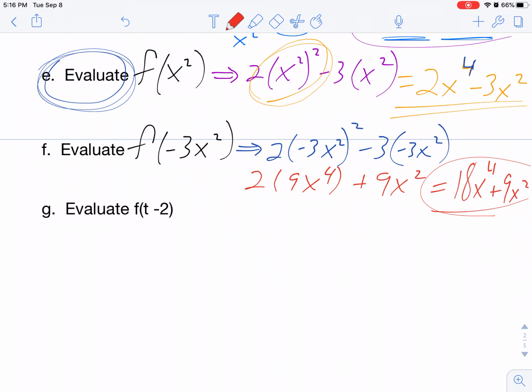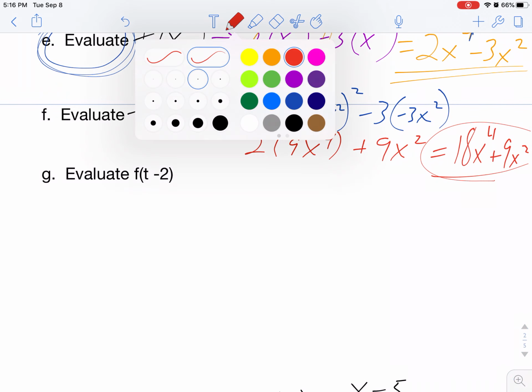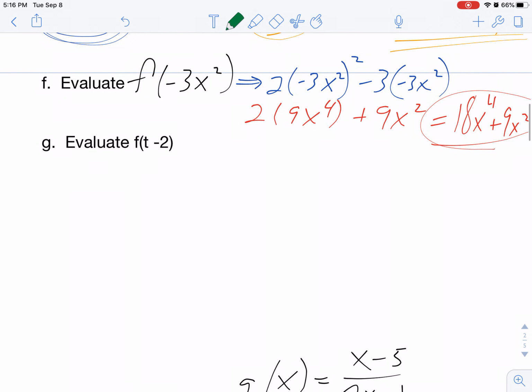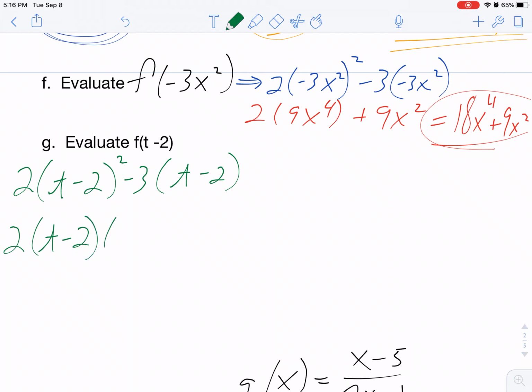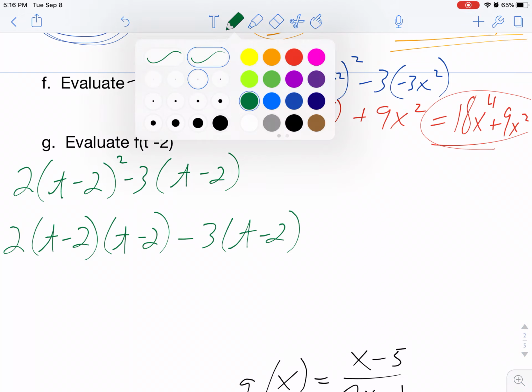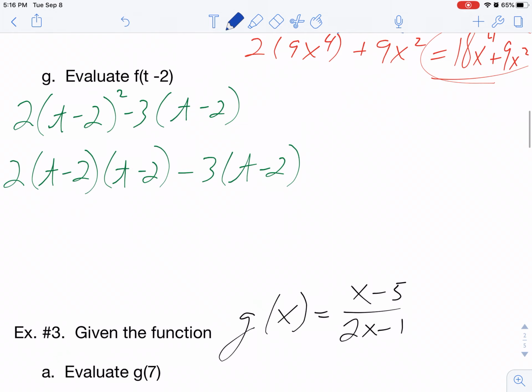All right, now the hardest one here, I think, the hardest one I have in all my examples for this section. We have to substitute in t minus 2 for our value of x. Well, t minus 2 squared really means to times it by itself. So what I did there on that first step is this expression right here got changed into t minus 2 times t minus 2.